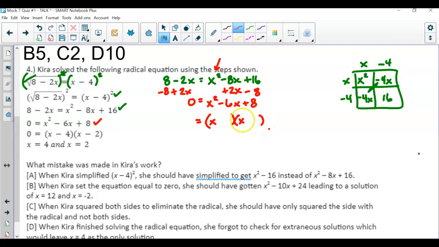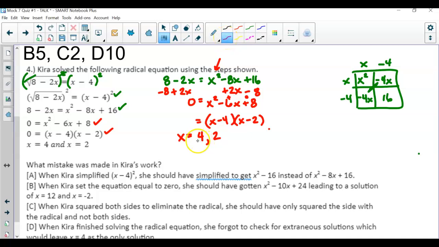What factors multiply to get positive 8 and add to get negative 6? Negative 4 and negative 2. Does that match? Yes. X is equal to positive 4 and positive 2. However, remember when raising to an even power, we always need to check to see if either of them are extraneous.